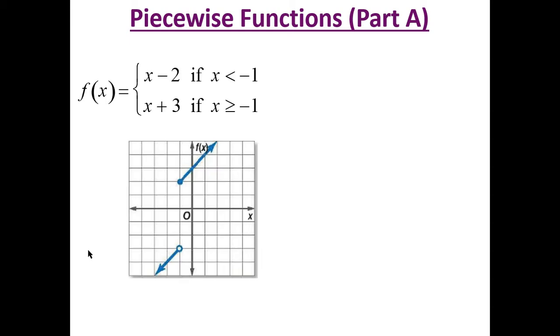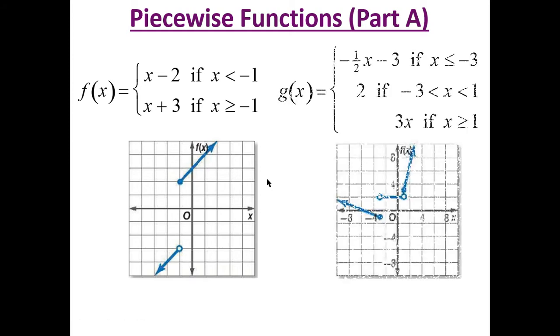Piecewise functions at first can look intimidating if we think about the notation for them. Right here we have f of x equals x minus 2 if x is less than negative 1, and x plus 3 if x is greater than or equal to negative 1. And you can see down below is the graph that goes along with it. And sometimes they can even be a little bit more elaborate.